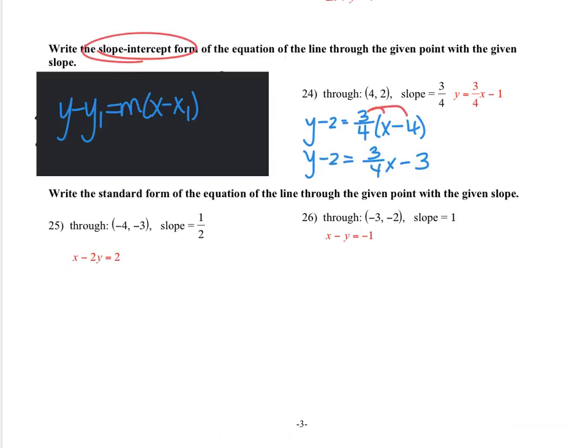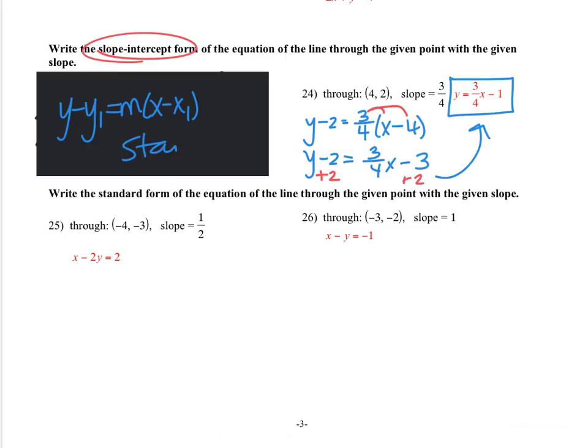And then I need to, like I said, get y by itself because it's slope-intercept, so add 2 to both sides, which is going to give me the final equation, y equals 3/4 x minus 1. Now 25 and 26 are a little different, but they still start the same.